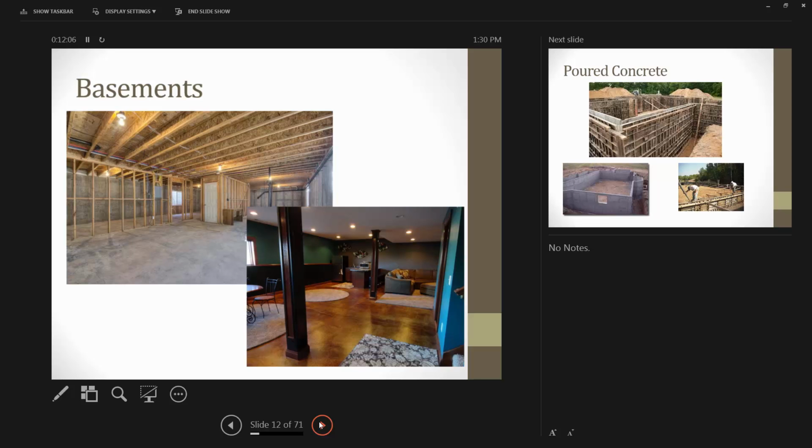Same thing with basements. Basements can be finished, they can be unfinished. And again, has anybody not ever been in a basement? Fairly straightforward. You can think of a basement as just a deeper crawl space. It's space underneath the above grade part of the house. And again, it becomes an area of fairly significant concern because you've got ground contact with the structure.